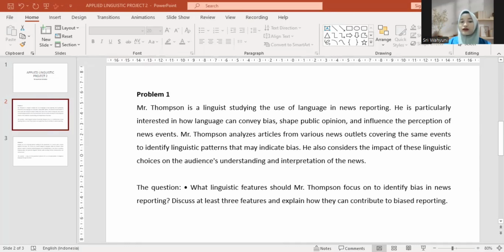Mr. Thompson can analyze how different news outlets frame the same event by examining the headlines, lead paragraphs, and the sources cited. For example, if one article emphasizes the economic benefits of policy while another highlights its social costs, this framing can lead to different interpretations. Additionally, he can explore how quotes from various stakeholders are presented, noting whether they are given equal weight or if certain voices are privileged over others.